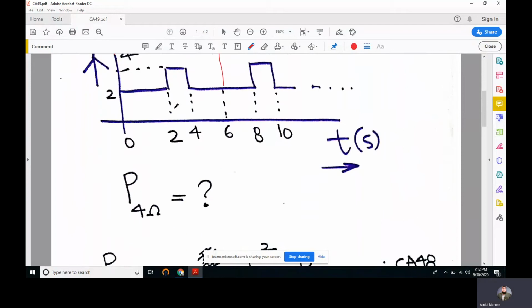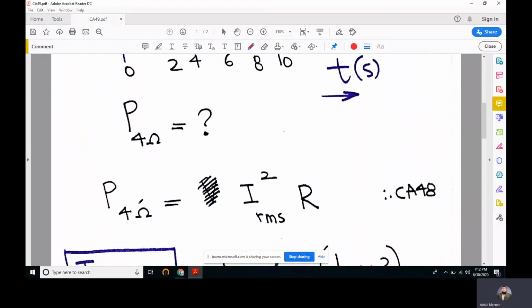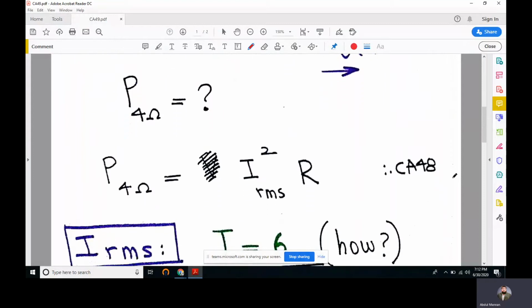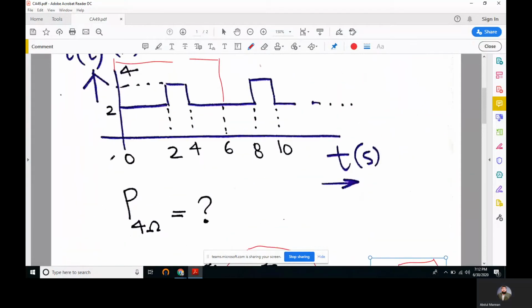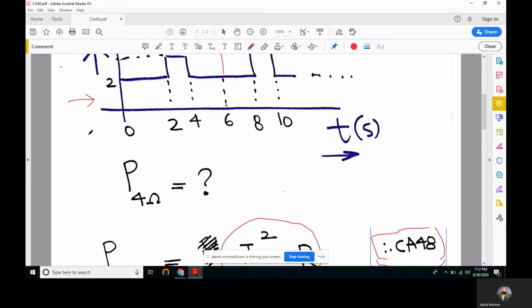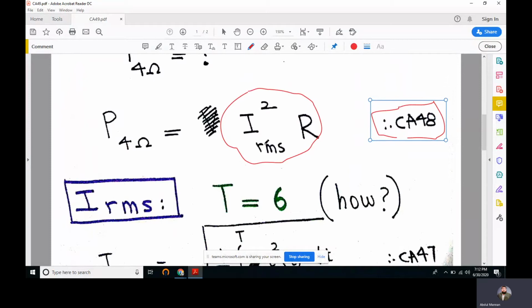So let's continue to find power through this 4 ohm resistor. In last lecture 48, we studied 3 expressions for power, and one of them was that it is the square of the current times the resistance. So given this waveform, let's find the RMS value of current.